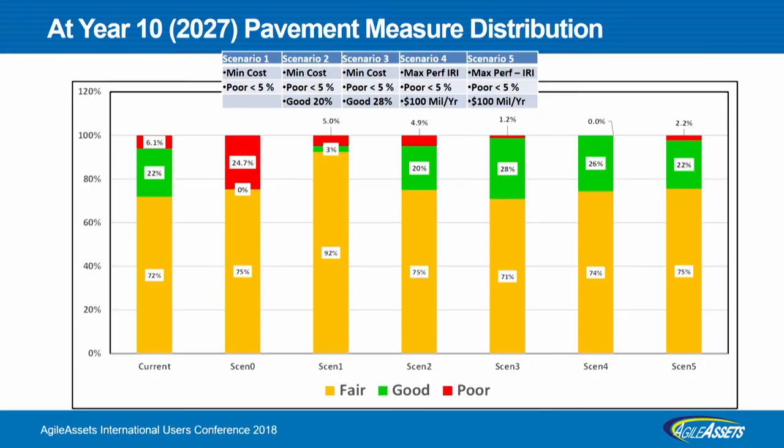Here we have the distribution of fair, good, and poor. The very first bar is the current condition. So we are sitting at about 6% poor, some 22% good, and 72% fair. And scenario zero, I also added, where if you do nothing for 10 years, obviously a big 25% of your pavement will become poor. There's a good amount of fair, but several of these fair will be at the higher side of the IRI and so forth. This is an average, so still pretty bad.